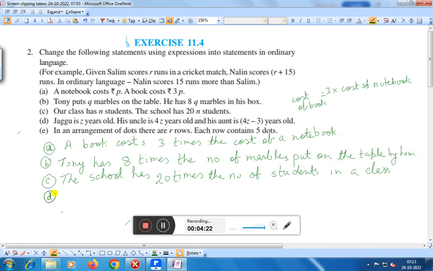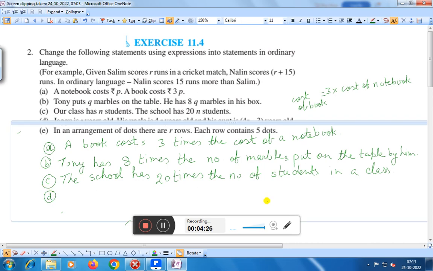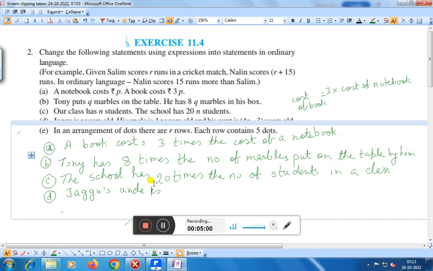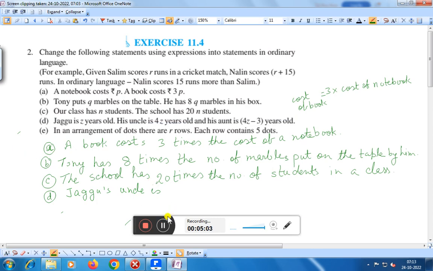Now, question D. Jaggu is Z years old. His uncle is 4Z years old and his aunt is 4Z minus 3 years old. Jaggu's uncle is 4 times his age.